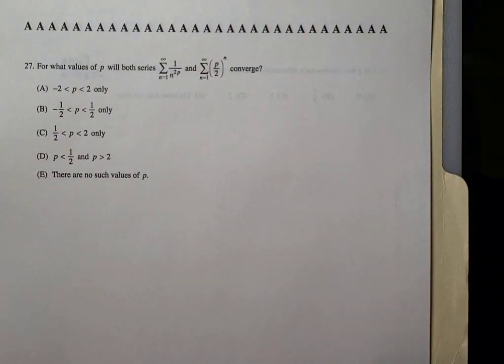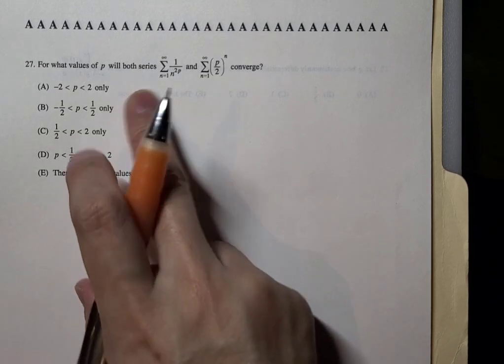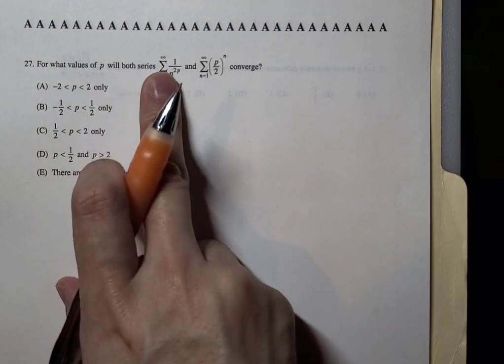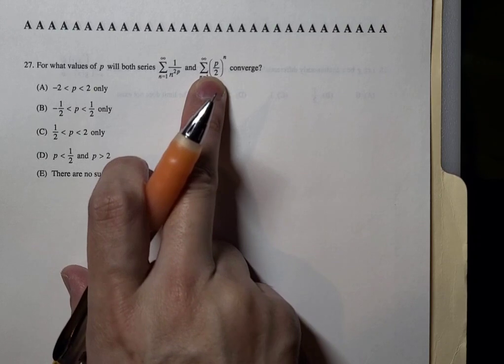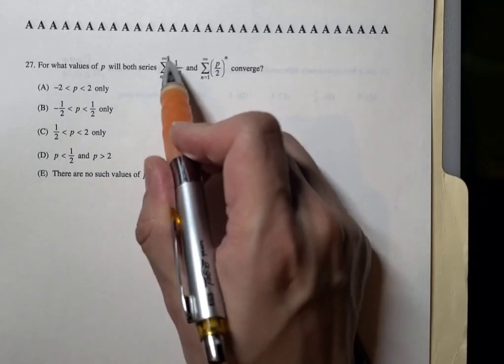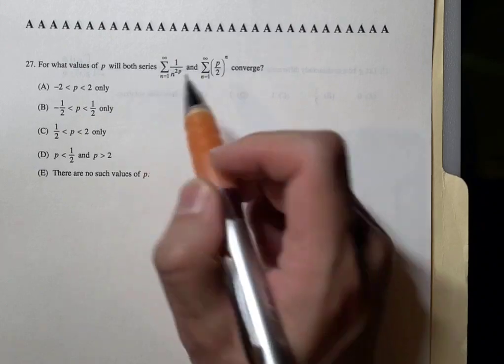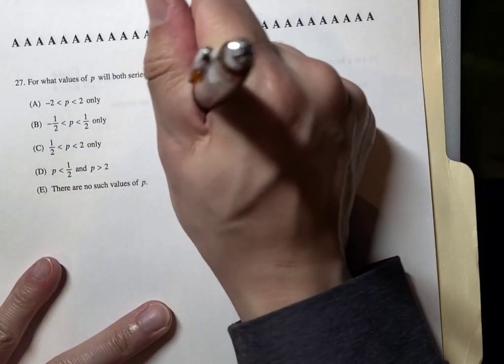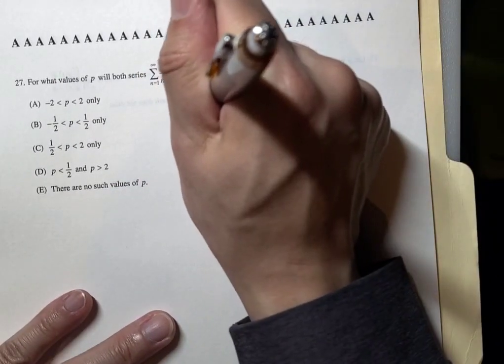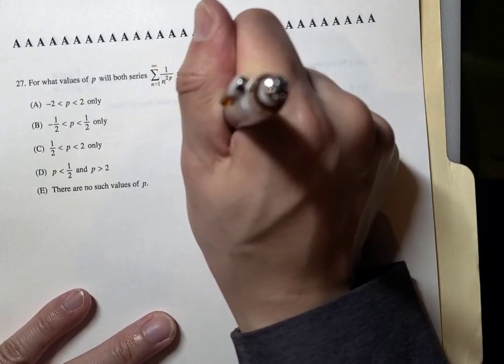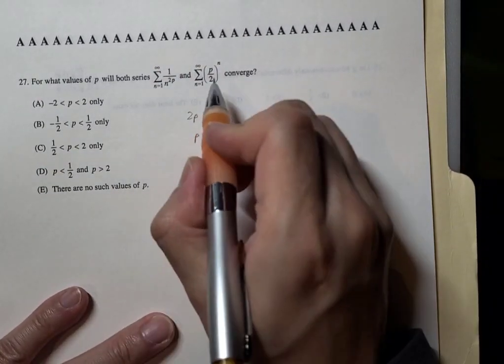All right, we're almost at the end. This is the second to last problem, I believe. For what values of p will this series and this series converge? Okay. This one you should recognize as one of the p series. This one is a geometric series. For a p series to converge, the power 2p has to be greater than 1. So p has to be greater than half. That one's easy.